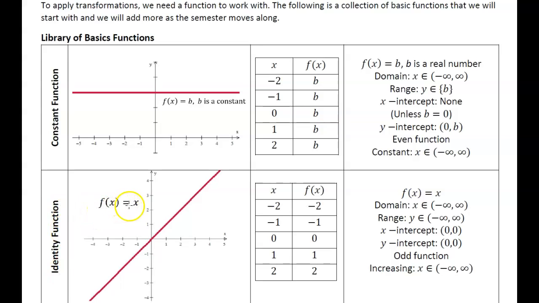F of x equals x. So we can see this linear function that passes through 0, 0, and the points 1, 1, 2, 2, 3, 3, etc. And here's the corresponding table of values. It's called the identity function because whatever you plug in, that's exactly what you get out, the same number. And again, here are some of its properties.